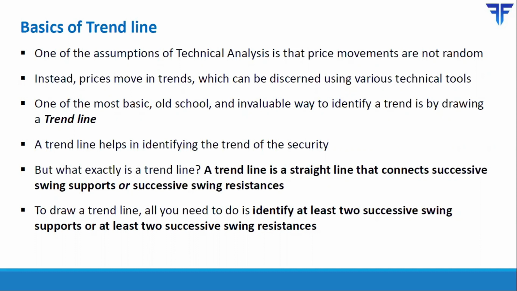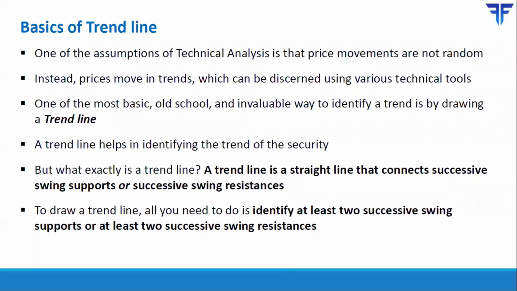The trend line helps you in identifying the direction of a trend. So basically, if the trend line that you have drawn is pointing upwards, and if price is trading above that, it means that the prevailing trend of the security is up. On the other hand, if the trend line that you've drawn is pointing down, and if price is trading below that trend line, what it tells you is that the prevailing trend of the security is down.